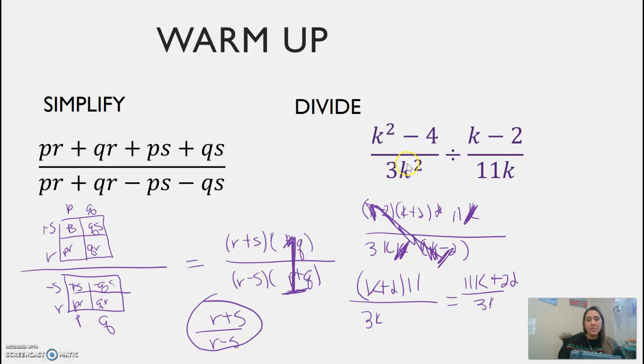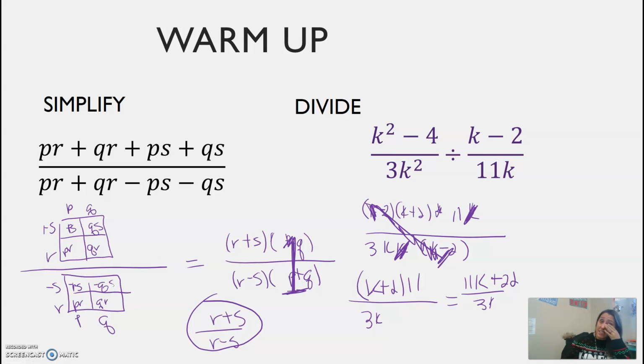Okay, so we kept this one the same. We changed this to multiplication. We flipped this one, multiplied by the reciprocal. So we end up with k minus 2 times k plus 2 times 11 times k all over 3k times k minus 2. And then we have the 1 here and the 1's here, and we end up with k plus 2 times 11 over 3k, and we distribute that 11, and we end up with 11k plus 22.